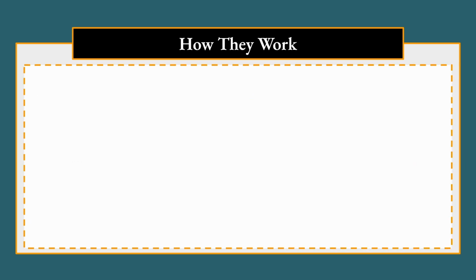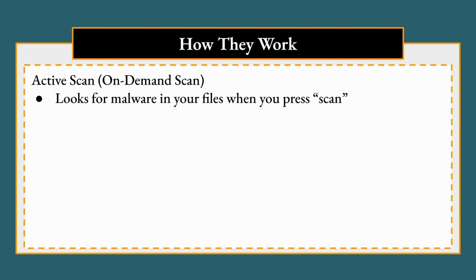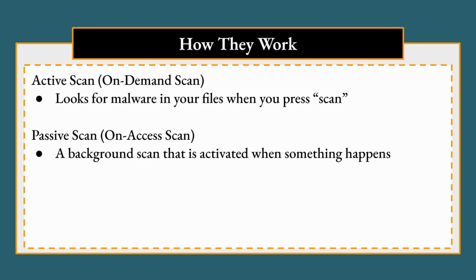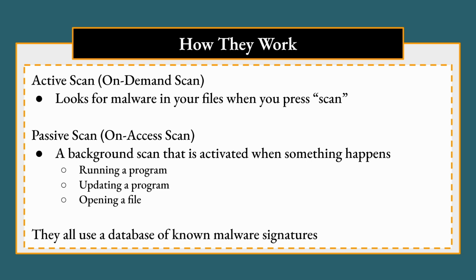Anti-malware programs operate in two modes, active and passive. The active mode, or on-demand scan, works by seeking out malware in the files on your computer. The passive mode, also known as an on-access scan, looks for threats only when certain flagged events occur. Events like running a program, updating a program, or opening a file. If the program being run is a known threat, the anti-malware program would detect that by using its database of known malware signatures, and would protect you by getting rid of that program.